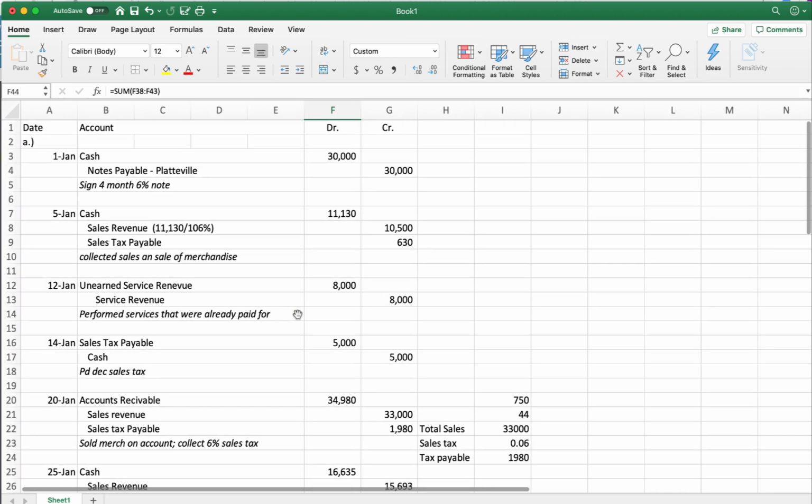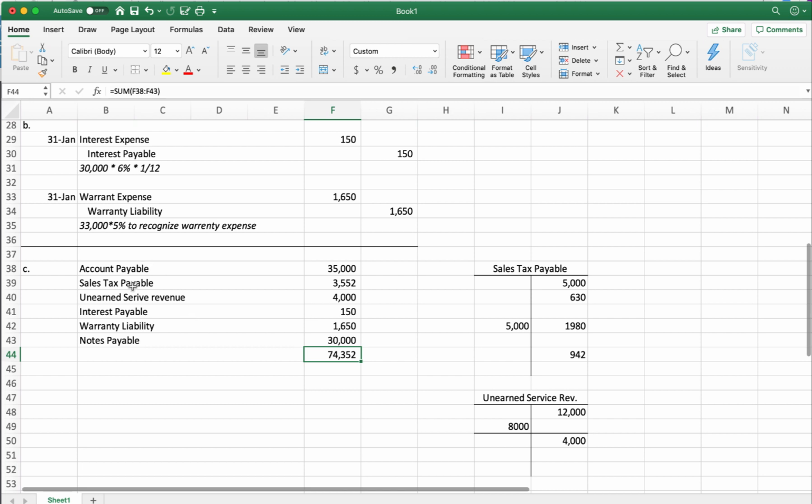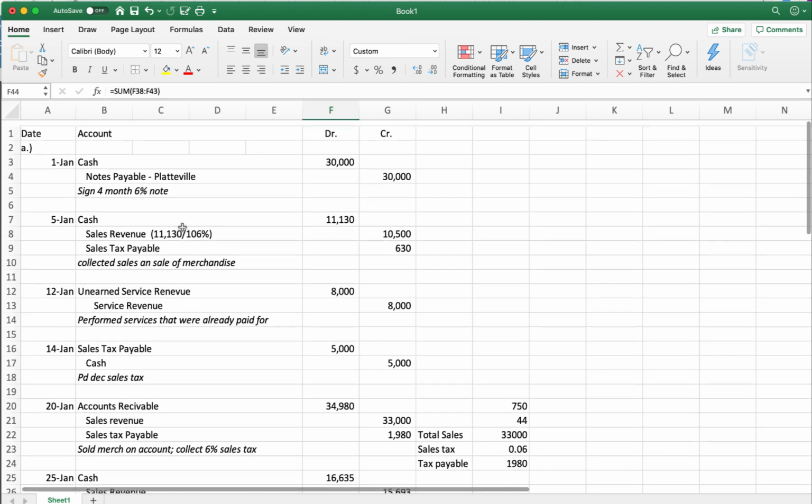The point is, the real takeaway here is, number one, making sure you know how to correctly do the journal entries. Number two, making sure you know how to put together the total liability section, and basically just booking those warranty expenses, okay?